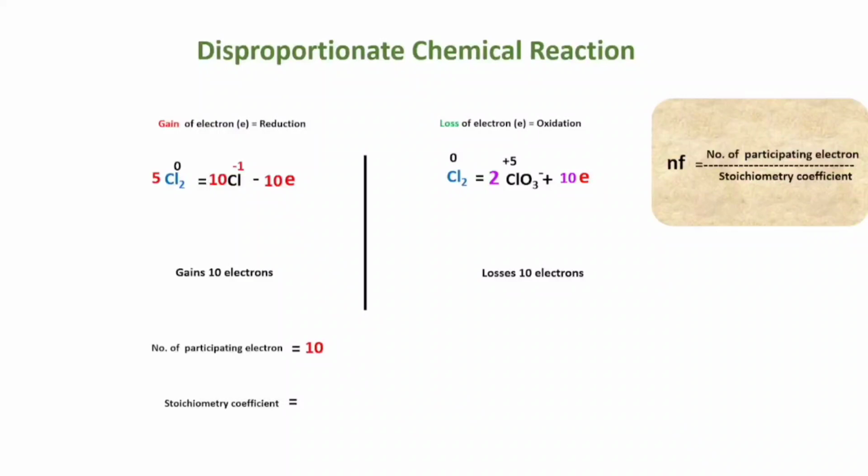Next, we need to count the stoichiometric coefficient for a complete reaction. In the reduction reaction, 5 molecules of chlorine are used, and in the oxidation reaction, 1 molecule of chlorine is used. So the total number of molecules participated in this chemical reaction is 6, or the stoichiometric coefficient is 6. Now by replacing these values in the formula, we get that the N factor of chlorine in this disproportionation chemical reaction is 5 by 3.